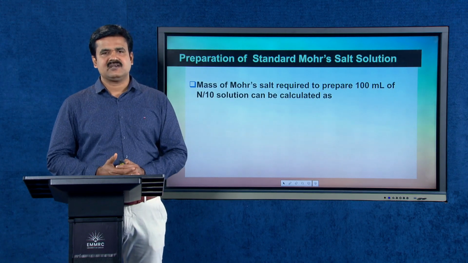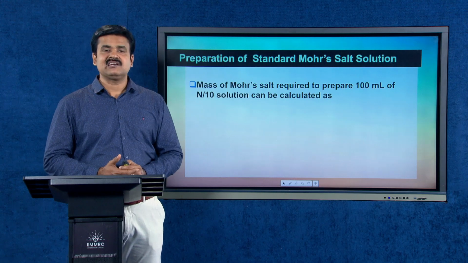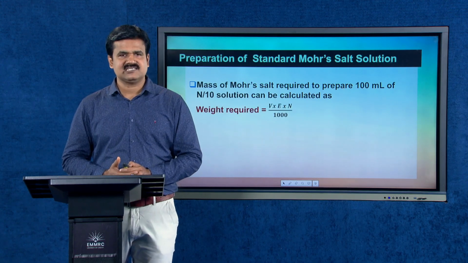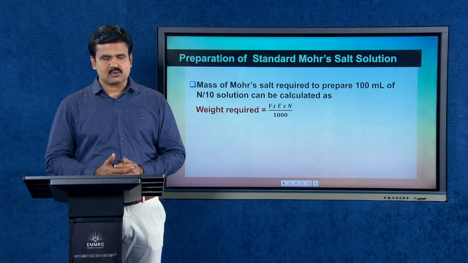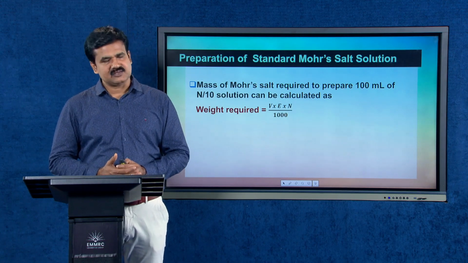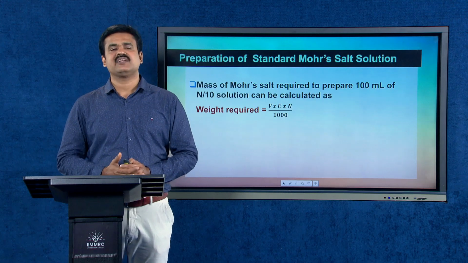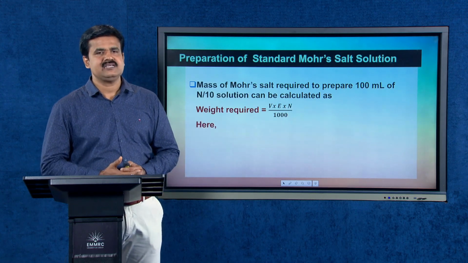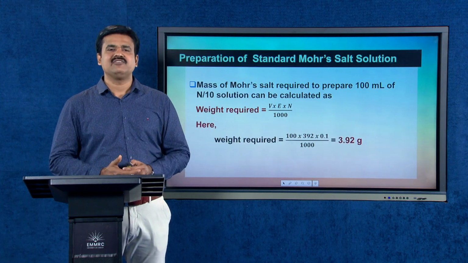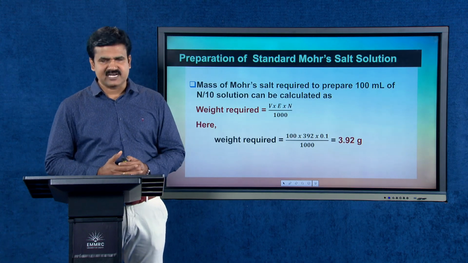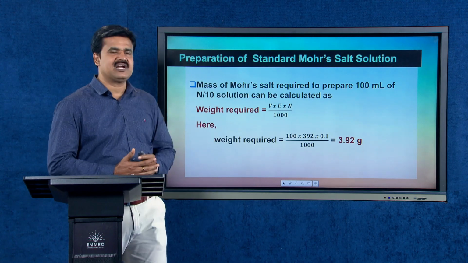The mass of Mohr's salt required to prepare 100 ml of N/10 solution can be calculated as weight required equals V E N divided by 1000. As you already know, V represents volume, E represents equivalent weight, and N represents normality. In the present case, you have to prepare a 0.1 normal solution of Mohr's salt with the volume 100 ml. So, volume V is equal to 100 ml.